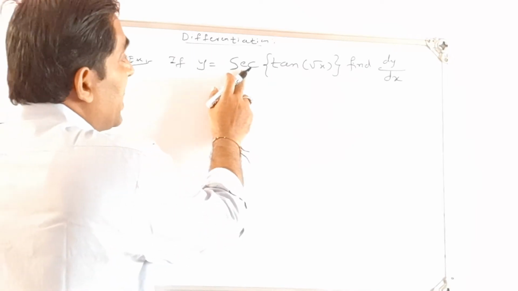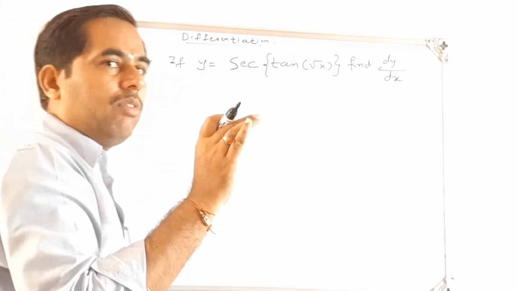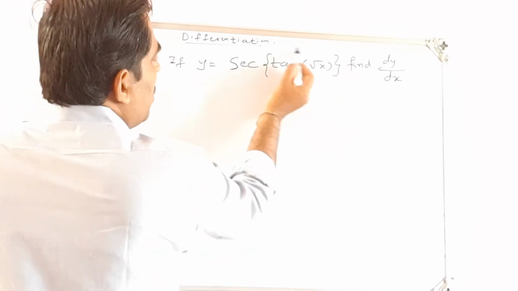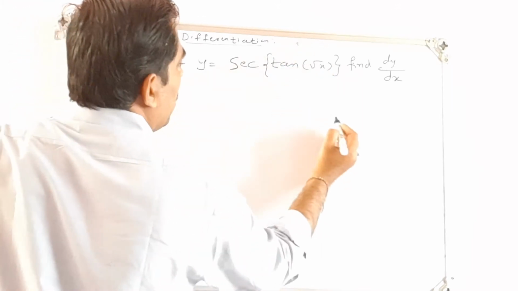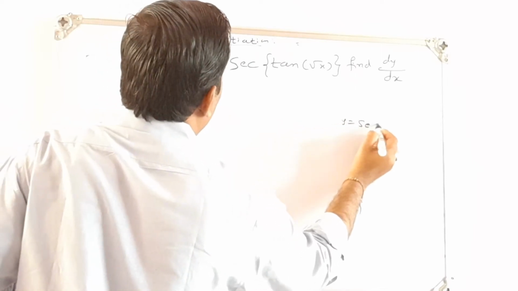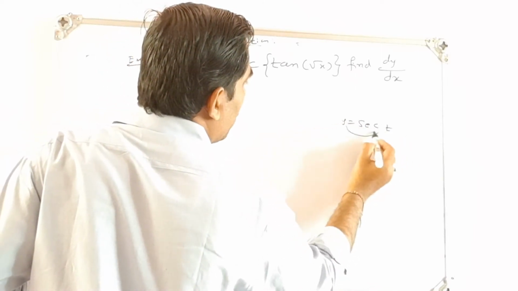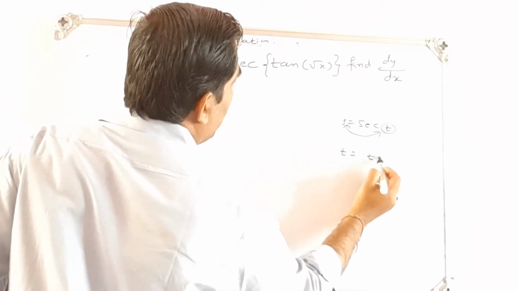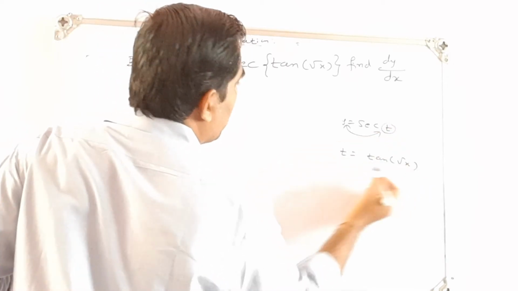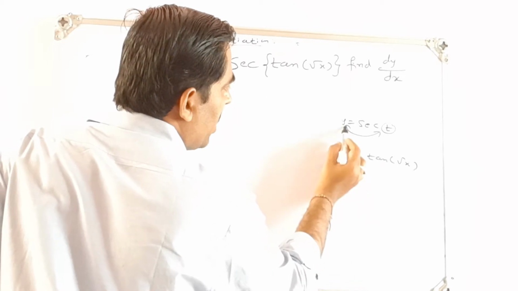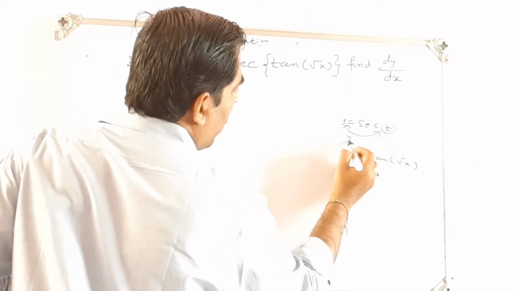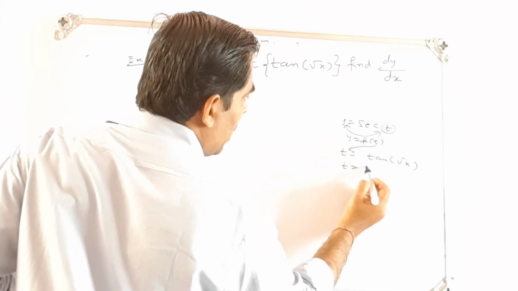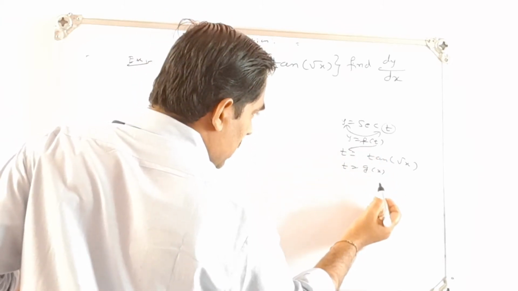Y is equal to secant of something. Here we have a function of a function of a function. So how many functions are there here? If you consider this whole thing as t, then the function becomes y is equal to secant t. Y is a function of t, where t is tan root x. Y is a function of t, and once again this t is a function of x.